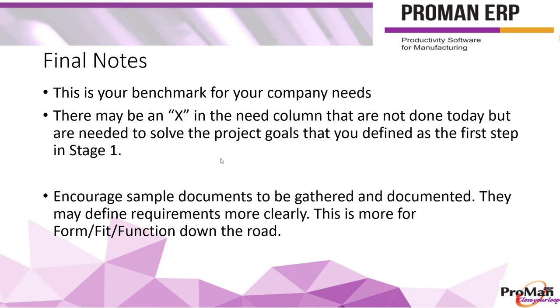We don't want to jump off to step 2 and then find out we skipped things on step 1 that we absolutely needed, and now we're in the middle of implementation and can't do them. There can be an X in the need column for something you don't do today. If you've defined in your project goals, in that first video, what you're out to solve and the business challenges that you see, you might very well have an X in this column because you think that is how you'll answer that goal, even though you don't do it today. So that X can be put in here even though it's not a today issue.